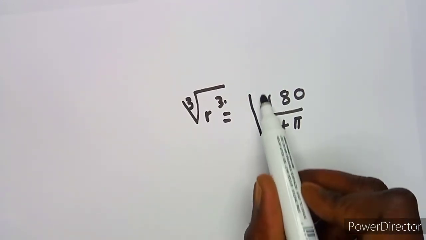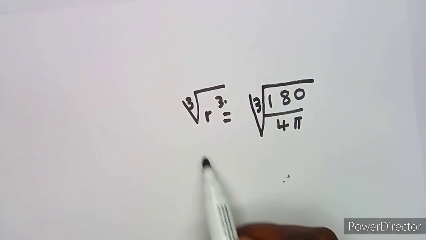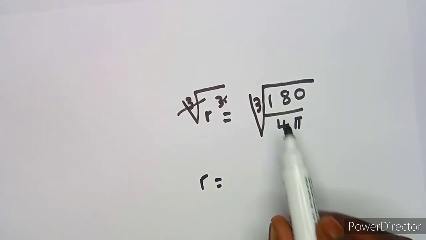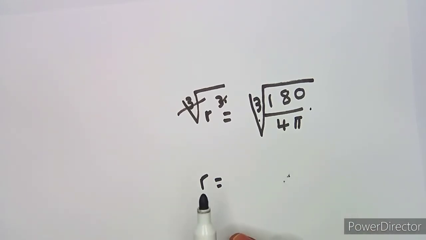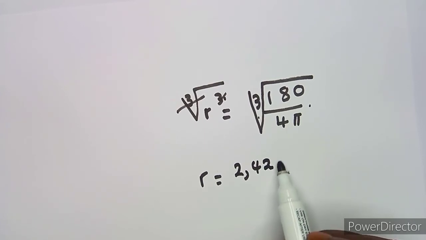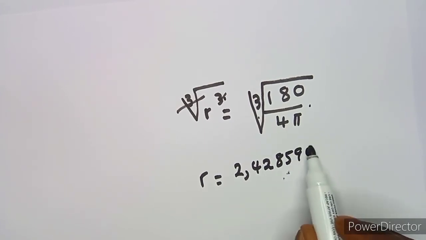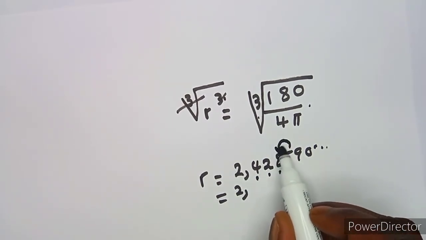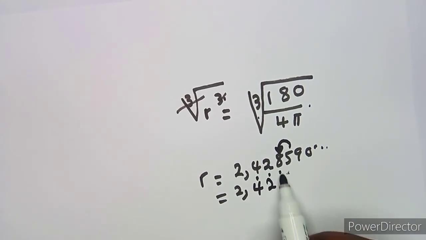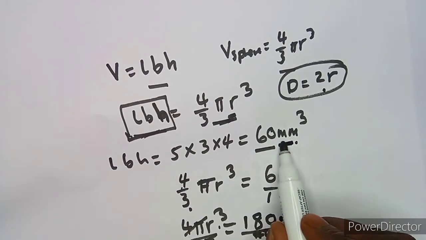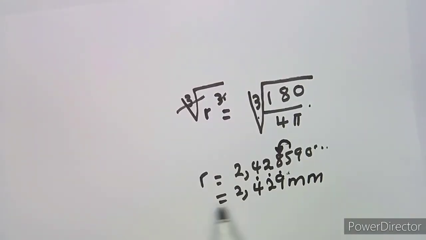Okay, you introduce the cube root on both sides, so that's going to cancel automatically, which is r is equal to the cube root of this. From your calculator, that's going to give us 2.428590, something like that, to 3 decimal places. That's 1, 2, 3, 5 is going to change this 8 into 9. And remember that was cubic millimeters, so this is going to be in millimeters, which is the radius.